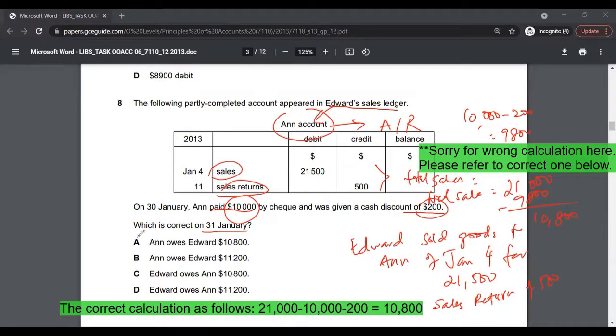So basically the answer to multiple choice 8 is option A. Anne owes Edward 10,800 and still has to pay Edward 10,800. So therefore the answer to multiple choice 8 is option A.